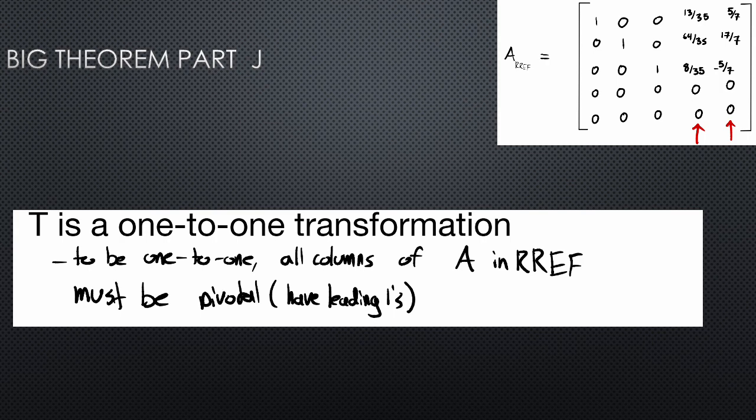Big theorem part J states that T is a one-to-one transformation. As we proved 2-3 slides ago, that's not at all the case. To be one-to-one, a quick way of visualizing it is that all the columns of A in RREF form must be pivotal, and as you can see, the 2 arrows are pointing. 2 of them are not pivotal, and therefore it cannot be one-to-one.